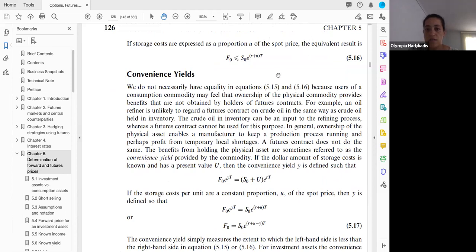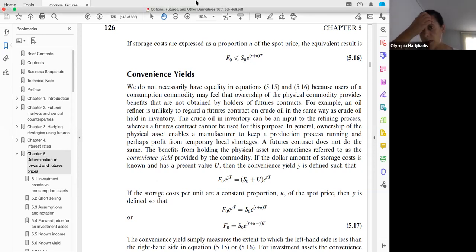If storage costs are expressed as a proportion of the spot price, the equivalent result is that F0 is less than or equal to S0 e to the (R plus U) times T. So that's exactly what we have when we have a consumption asset. We have an upper bound to F0, S0 e to the (R plus U) times T, and F0 is only bounded from above by that amount, with no lower bound.